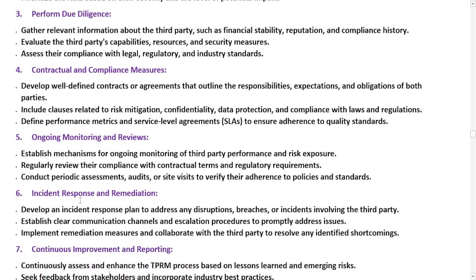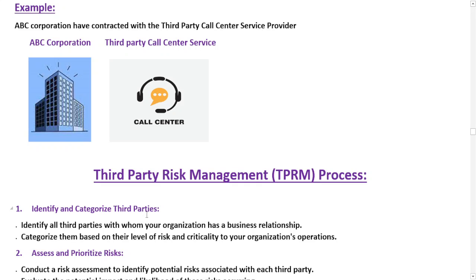At number one, we have identification and categorization of third parties. In this step, corporations need to identify all third parties with whom they have a business relationship. They have to categorize all the risk based on their level of risk and criticality. If we talk about our example, in this step, ABC Corporation identifies its call center provider as a critical third party responsible for customer support operations. The call center provider is categorized as a high-risk third party, basically due to the potential impact on ABC Corporation's customer experience and its brand reputation as well.